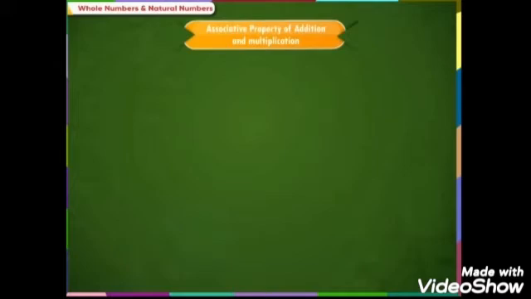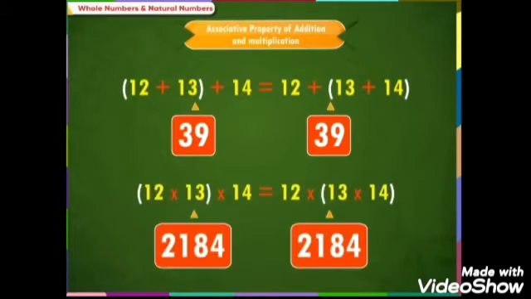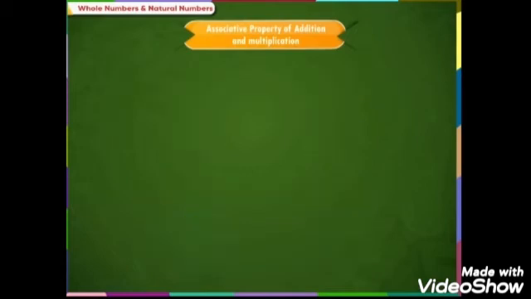Associative property of addition and multiplication. If 3 whole numbers are to be added, the sum will be the same even if the grouping of the numbers is changed. Similarly, if 3 whole numbers are to be multiplied, the product will be the same even if the grouping of numbers is changed. Thus, associative property of addition and multiplication holds true for whole numbers. Let us see how this property works in making our calculation easier.